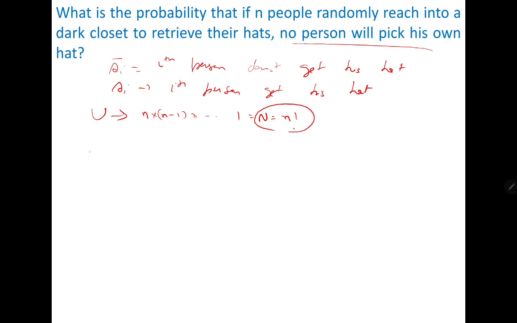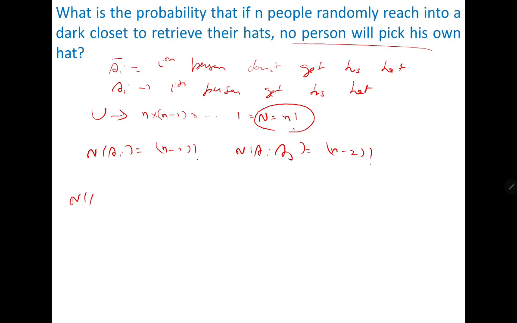Now I have to consider N(Ai). It means the ith person gets his hat. So he is done. The remaining persons are n minus 1. They can either get their hat or not. The first one has n minus 1 choices, the second one has n minus 2 choices, and so on. Of course there is no repetition, because once you get a hat, you cannot get another hat. That's why it is n minus 1 factorial. Similarly, N(Ai Aj) is n minus 2 factorial, and so on.